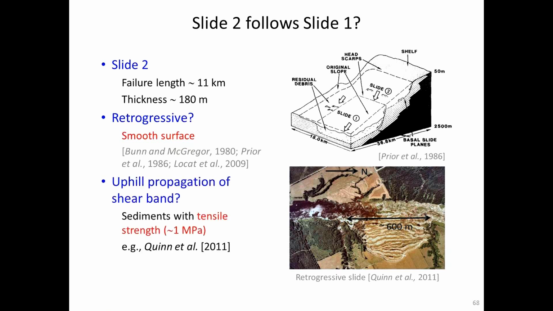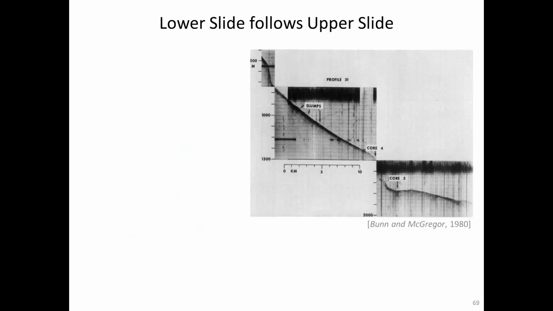Or maybe another idea would be using the Palmer and Rice condition, where the shear band was propagated in the upward direction. But again, you probably remember that in this case, we need to think about the tensile strength. And if you want to have 11 kilometers of failure length, based on my calculation, we need about 1 megapascal of tensile strength, which is nearly impossible here.